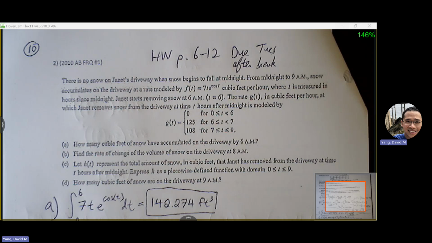I'm rounding here, so I do the approximately equals sign here. You can do approximate. That's fine.